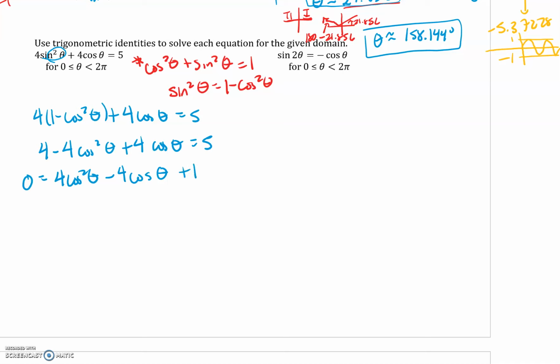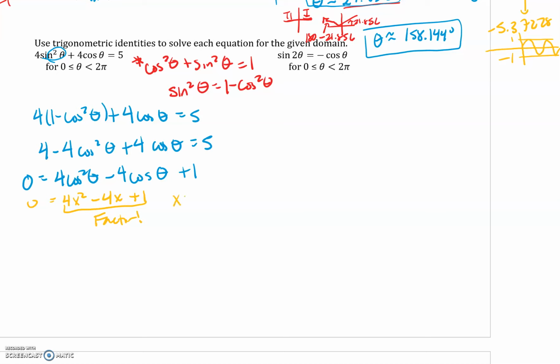All right. And now you can ask yourself, is this factorable? Do I have to do the quadratic formula? It's kind of up to you. And if it helps, rewrite this as 4x squared minus 4x plus 1 equals 0, and let's try to factor that. Or of course, if you want to do the quadratic formula, you totally could. But here it is factorable.